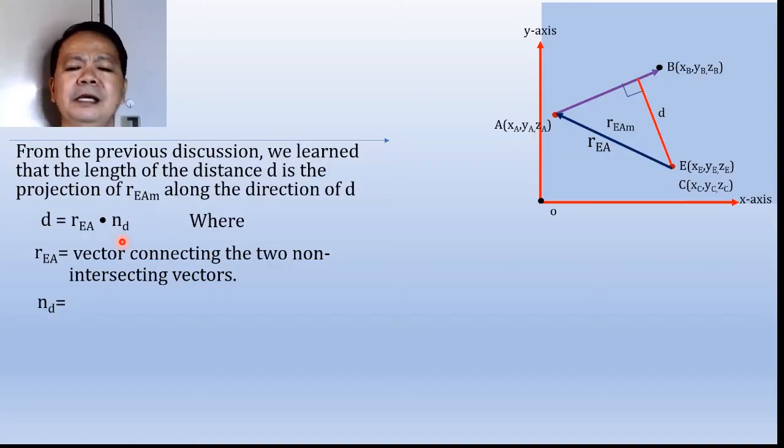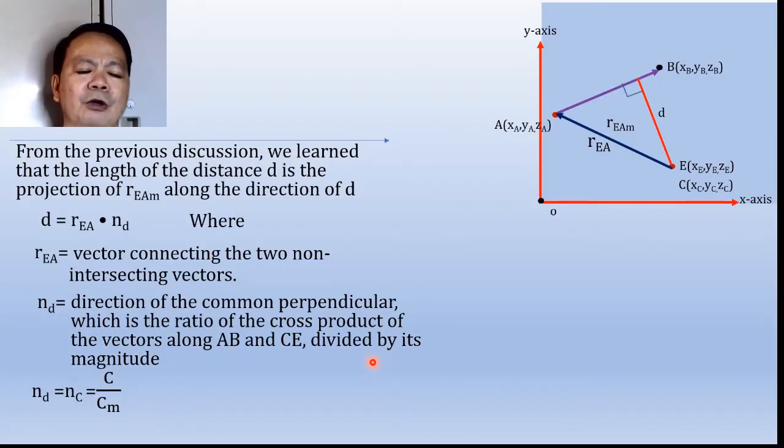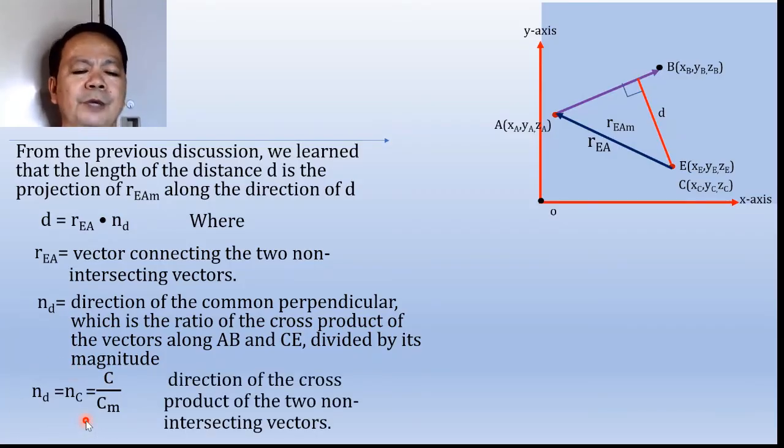And n_D is the direction of the common perpendicular, which is the cross product of the vectors along AB and along CE, divided by its magnitude. So in symbols, we write that n_D as also equal to n sub C, which is the ratio of C over the magnitude of C. Now, what is this? A direction. The direction can be specified as the direction of the cross product of the two non-intersecting vectors.